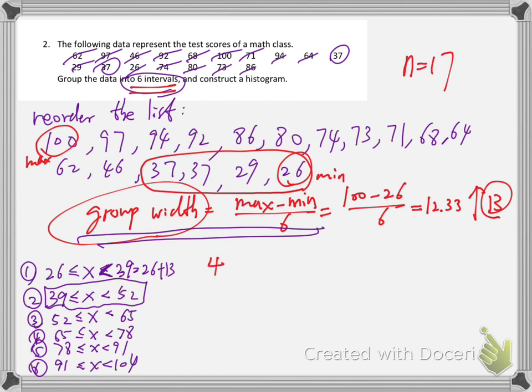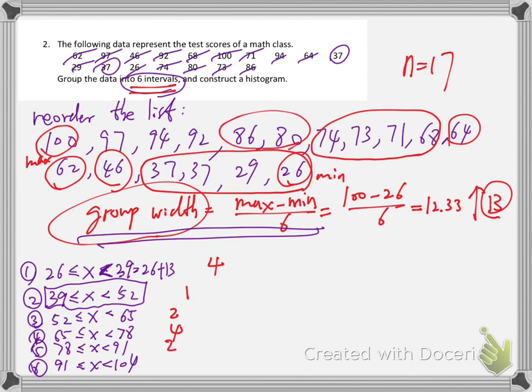And then the next group is 39 to 52. So that's the only one. And then 52 to 65, we have 2 numbers. 65 to 78, 4 numbers, right? 78 to 91, 2 numbers. These 2. And then the last group, 4 numbers. So after you make the groups, you count how many given numbers are in each group.